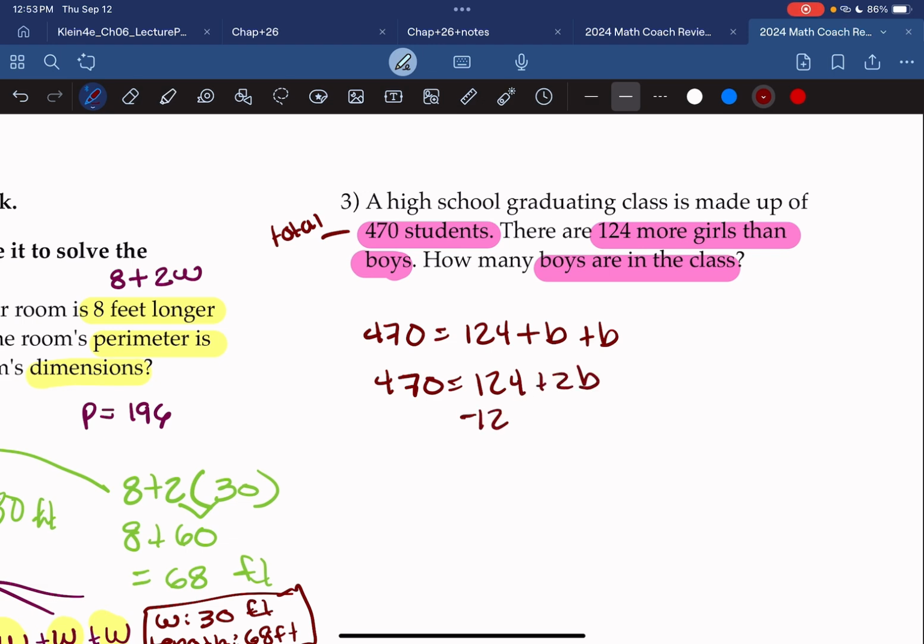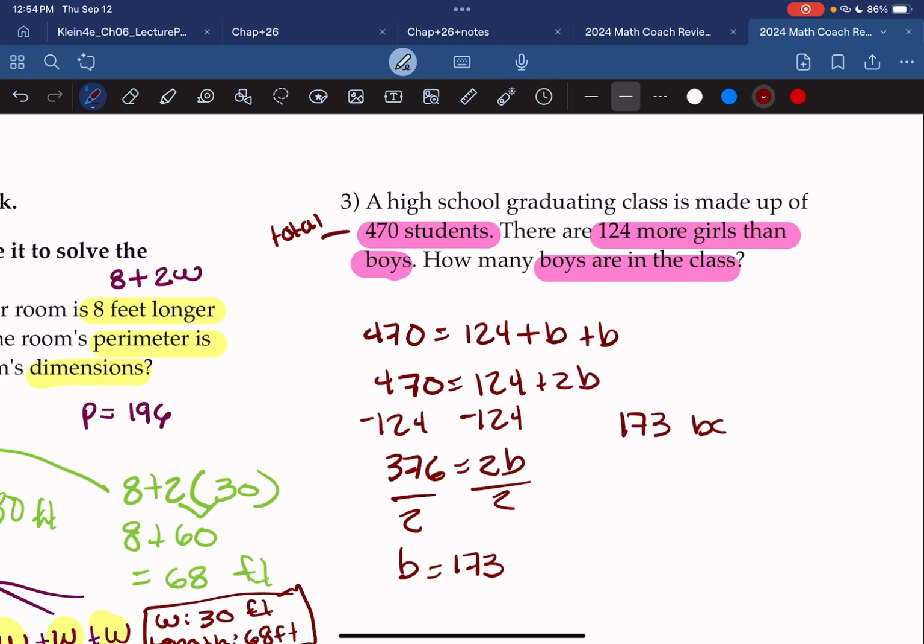Then we subtract 124. That's going to give us 376 equals 2B. Divide by 2, divide by 2. And B is going to be 173. And for your answer, since it's a word problem, remember to specify what you solved for. So 173 boys.